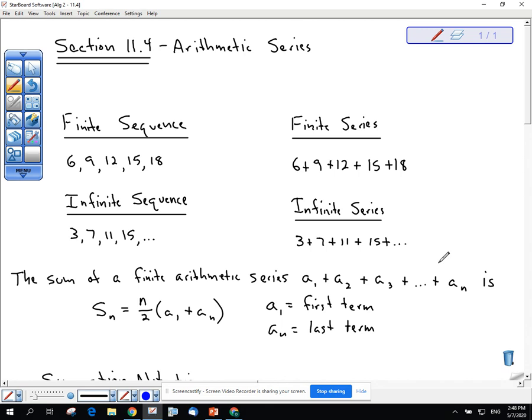Now, the reason we do that will come clear in section 11.5 because there is a way to get a sum for some infinite series when it comes to geometric series, but you'll have to stay tuned for the lesson on section 11.5 to learn about that. So just for completeness, we included this, but really where we are going to live today is here with finite series. Okay, so an example to start.